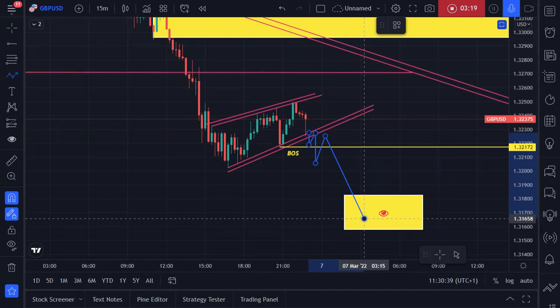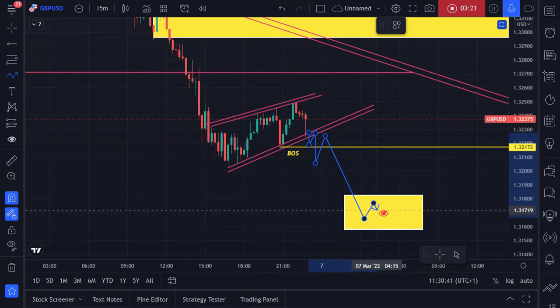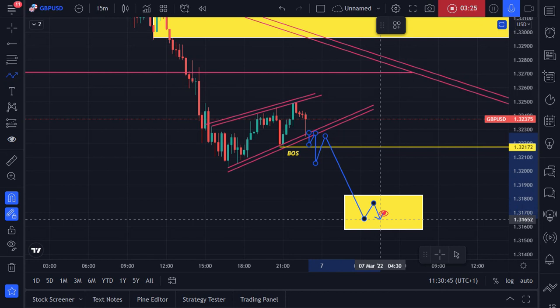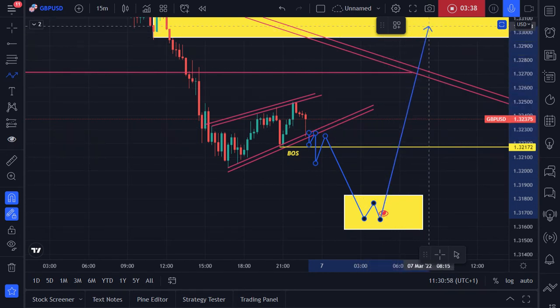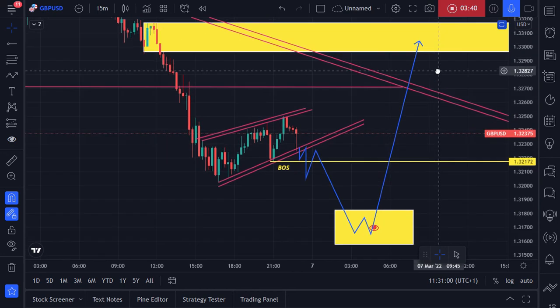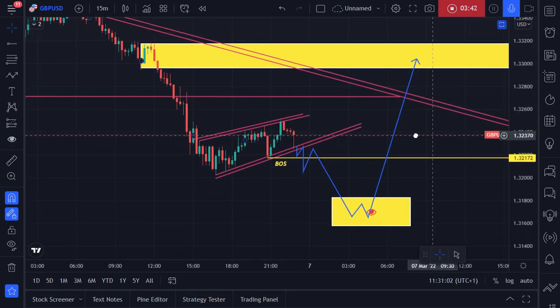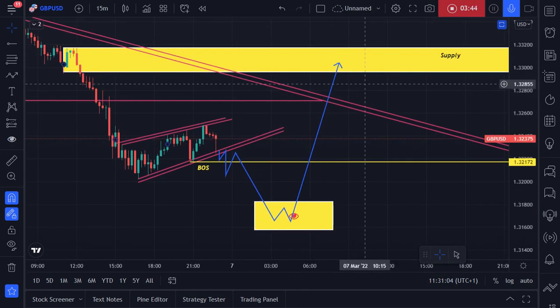Once price drops into my area of interest, I will be waiting for price to form the double bottom pattern. This is one of the major patterns that GBPUSD respects often, especially in the 15 minute time frame. Once price forms a double bottom pattern, I'm going to take a buy trade, and then I'm going to be holding this trade until price gets to the supply area we saw on the 4 hour time frame.